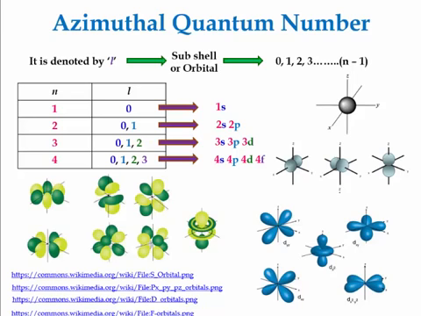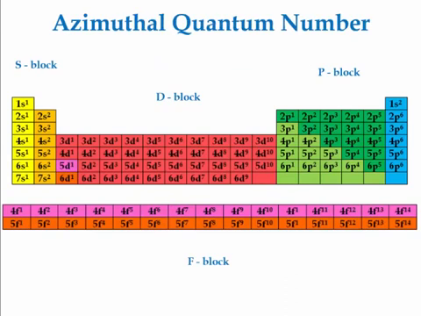Now let us understand how the principal and azimuthal quantum numbers help to understand the periodic table. In the periodic table, we can see that there are 4 blocks: S block, P block, D block and F block. When the value of L is 0, the element is placed in the S block. If the value of L is 1, the element is placed in the P block. In a similar manner, 2 stands for D block and 3 stands for F block. That means when the last electron enters into the s orbital, the element is placed in the s block. If the last electron enters into the p orbital, the element is placed in the p block, and so on.